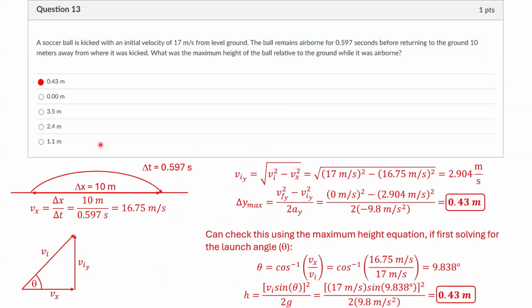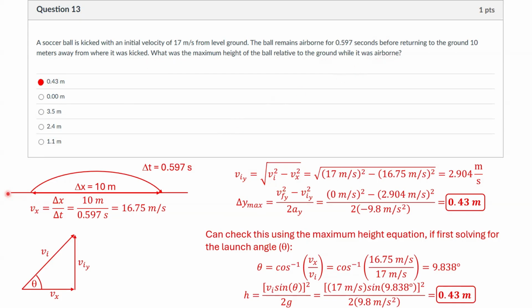Last question. A soccer ball is kicked with an initial velocity of 17 meters per second from ground level. The ball remains airborne for 0.597 seconds before returning to the ground 10 meters away from where it was kicked. What is the maximum height of the ball relative to ground level while airborne?